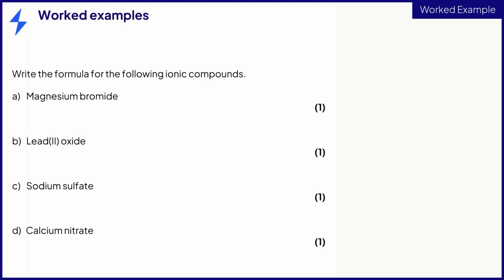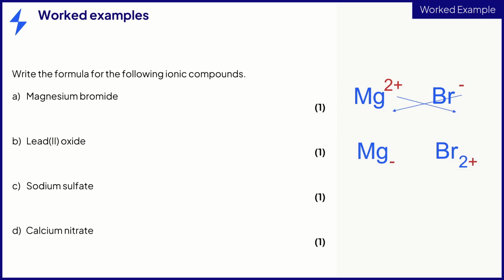In these worked examples, you are asked to find the formulae of the following ionic compounds. For magnesium bromide, write out the ions. Magnesium, being a group 2 element, has a charge of 2 plus, and bromide has a charge of 1 minus, as it is a group 7 element. These charges are different and opposite, which means we can use the swap and drop method. So, swap them over and drop them down. Remove the charges. There are no brackets needed here, so the formula is MgBr2. This scores you 1 mark.